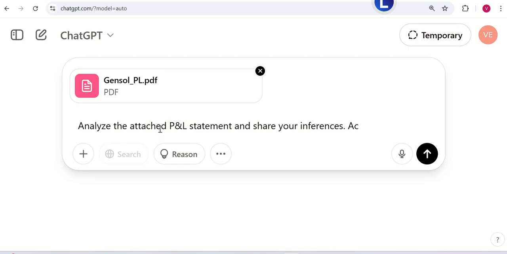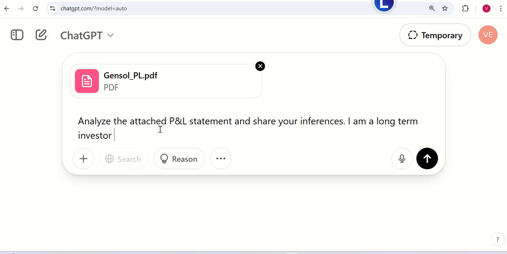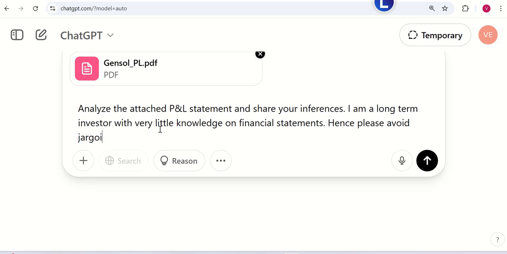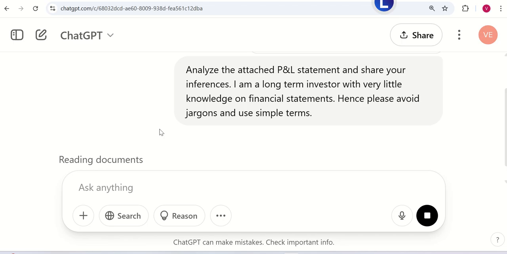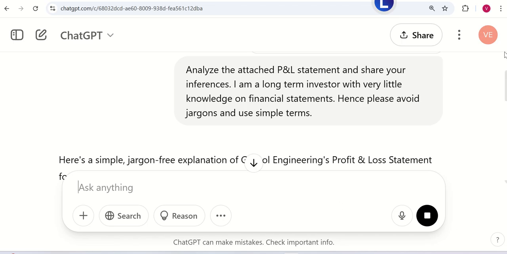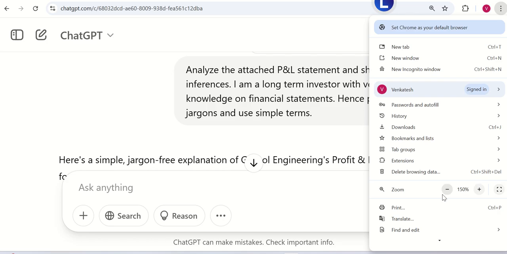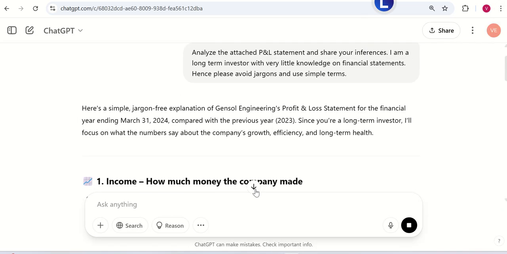Avoid... I am a long-term investor. You need to set your persona, like who are you, what is your knowledge background, etc. Long-term investor with very little knowledge on financial statements. Hence, please avoid jargons and use simple terms. So I don't expect it to give a very complex or a highly number heavy analysis. But let us see.